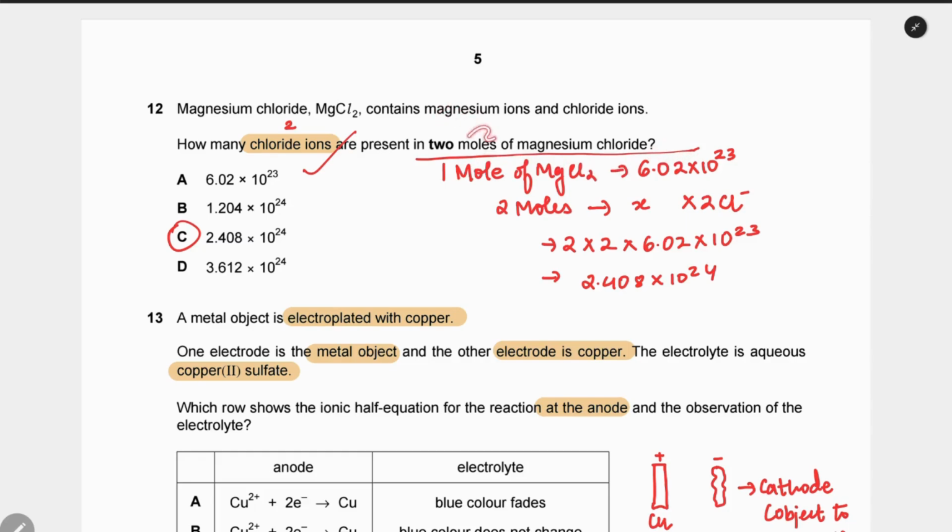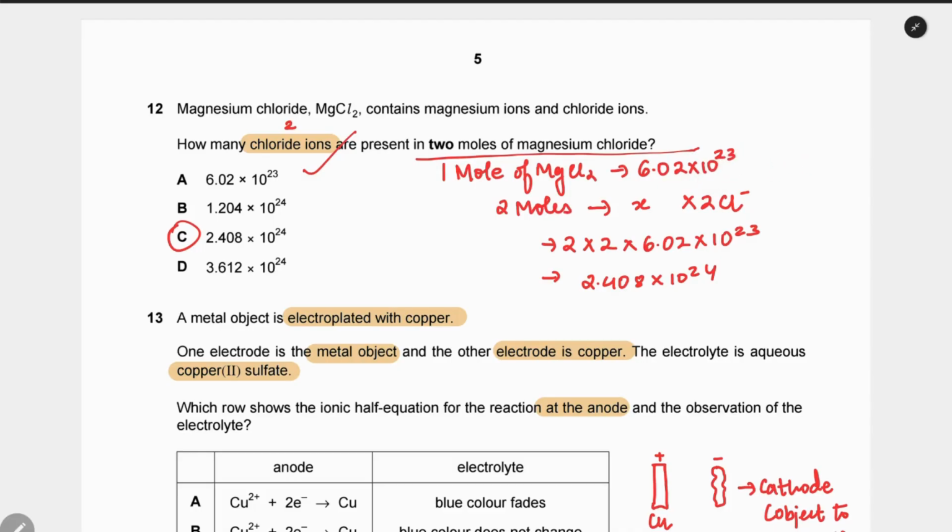So first of all, when I talk about 2 moles, we must know about 1 mole. So 1 mole of magnesium chloride, or 1 mole of any compound, will contain Avogadro's constant, which has the value of 6.02 into 10 raised to 23. So for 2 moles, it will be 2 multiplied by 6.02 into 10 raised to 23.